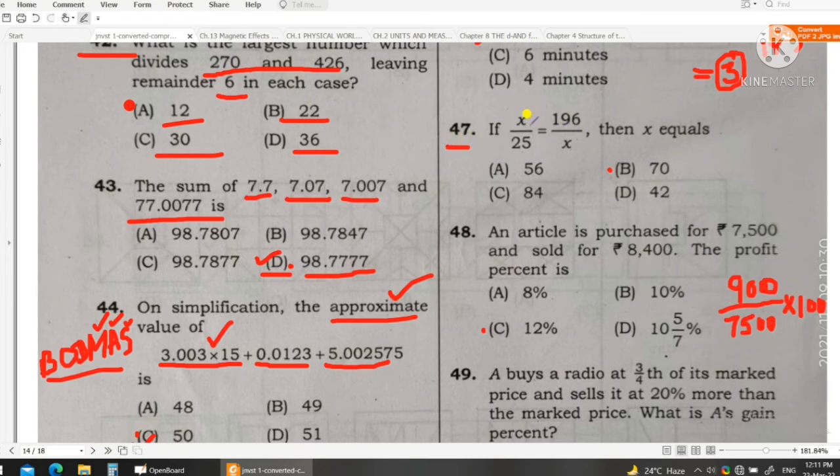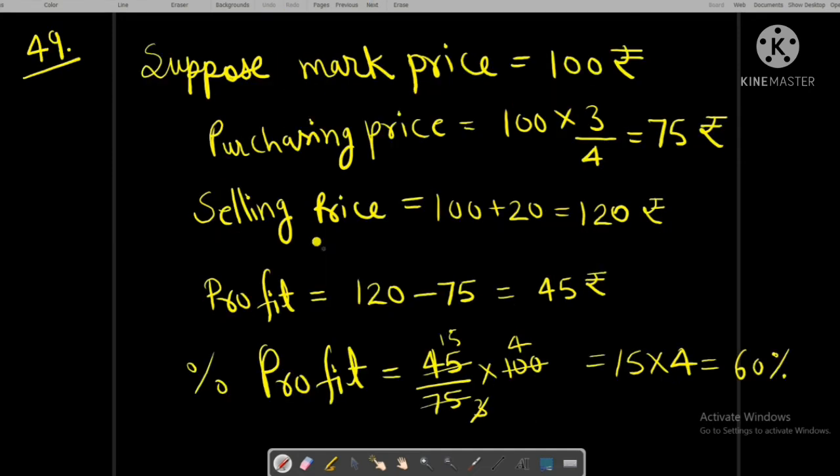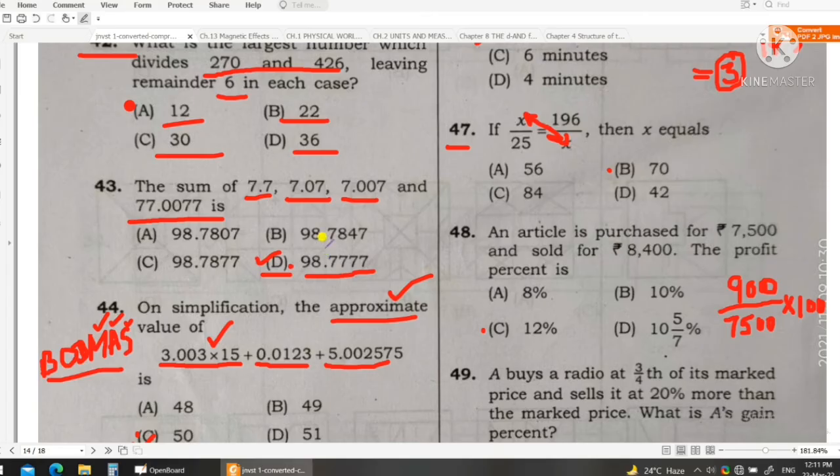Here x by 25 is equal to 196 upon x, then what will be the value of x? यहाँ पर आपको एक सिंपल सा कॉन्सेप्ट क्रॉस मल्टीप्लिकेशन का यूज करना होता है. Let me show you the answer of this question if I have done. Okay, so this question I have not shown for you but you can simply do it. Okay, x square is equal to 196 into 25, यानी कि यहाँ पर आपको क्रॉस मल्टीप्लिकेशन करना है and you will get the answer in this way. Answer is 70. Okay, that is very easy.